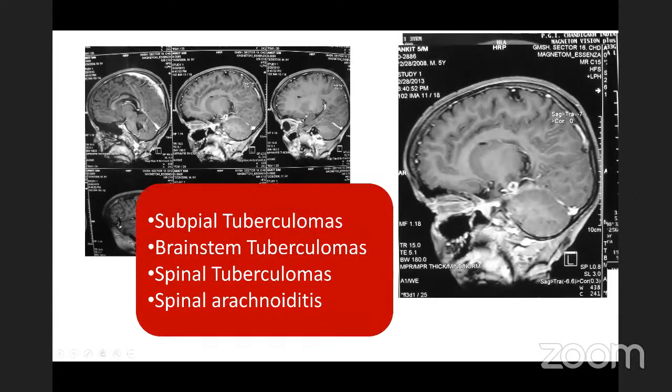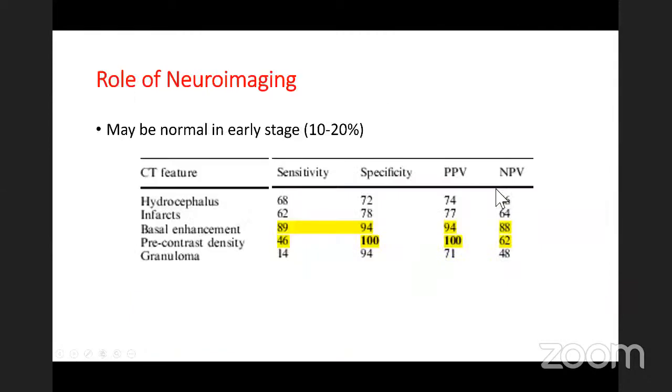So these are some of the sections. Subpial tuberculomas, brainstem tuberculomas, spinal tuberculomas, and spinal arachnoiditis are what we observe in these sections.